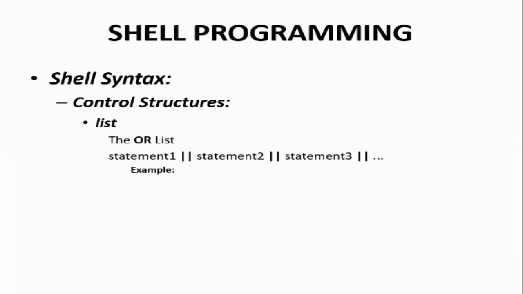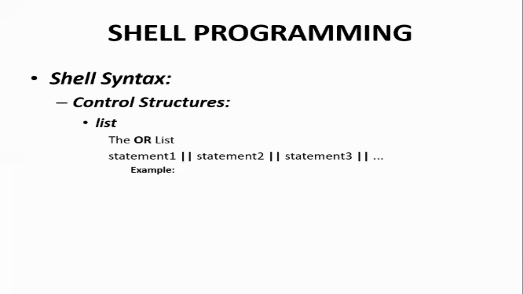Starting at the left, each statement is executed. If it returns false, the next statement to the right is executed. This continues until a statement returns true, at which point no more statements are executed. This OR operator list is very similar to the AND list, except that the rule for executing the next statement is that the previous statement must fail.